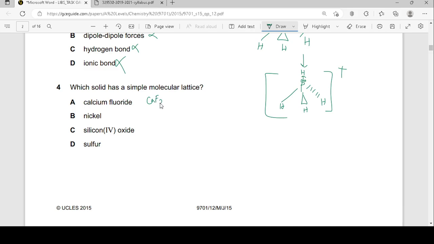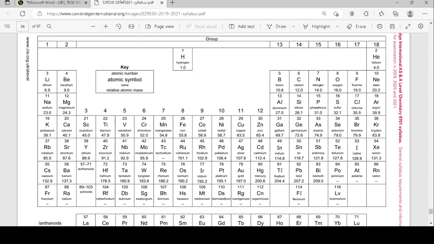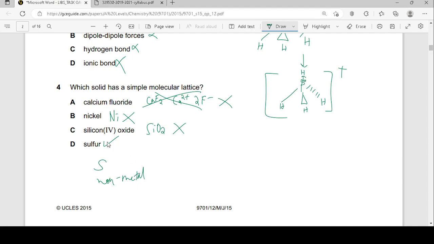Calcium fluoride, well, that's CaF2. Obviously, you have Ca2+ and 2F-, and that is ionic, so it cannot be a simple molecular lattice, can it? Nickel, that's Ni, it's a metal, so it's going to have metallic bonding, and so it doesn't have a simple molecular lattice, right? Now, silicon(IV) oxide, that's SiO2, it's a giant covalent macromolecule, so it has a molecular lattice, sure, but not a simple one, a giant one, so that's not the answer. But sulfur is S, it's a non-metal, and it's not in group 4 or anything, it's got a simple molecular lattice, for sure, so that's the answer. Sulfur is your answer, okay?